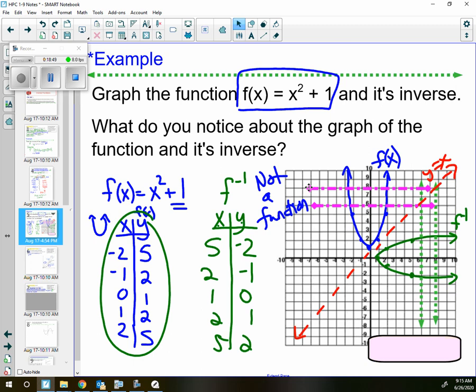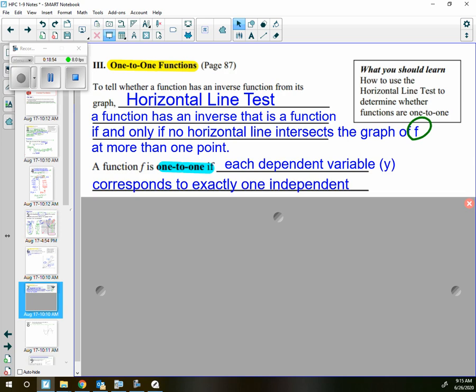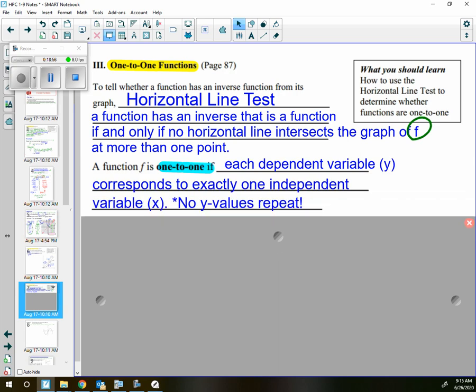So if your graph touches more than one point on a horizontal line, that means its inverse is not a function. Basically, that's what we mean when we talk about something that's one-to-one. If you are going to have an inverse that is a function, there are no y values that repeat, because when you switch the domain and range, the x's would.